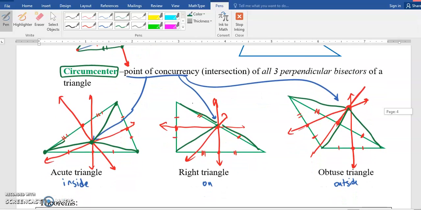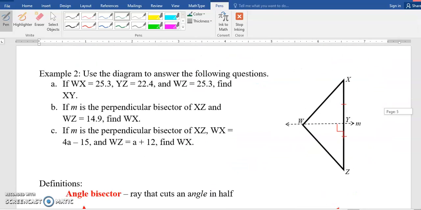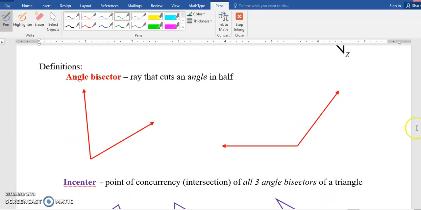Alright, so then we have another bisector. And instead of bisecting a segment, we could bisect an angle. So if we have an angle bisector, it's the ray that cuts the angle in half. Okay, we've used those. I'm really not very good at guessing an angle bisector without measuring. Okay, so we could cut an angle in half. Then any point on that angle bisector is equidistant from the sides.